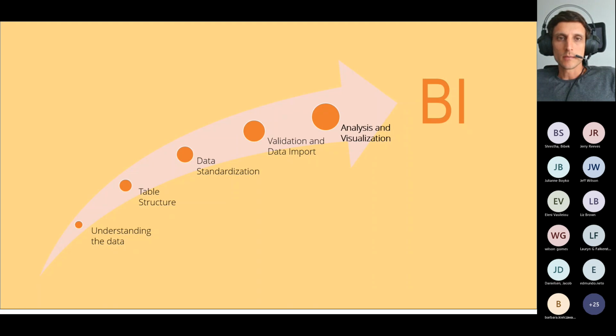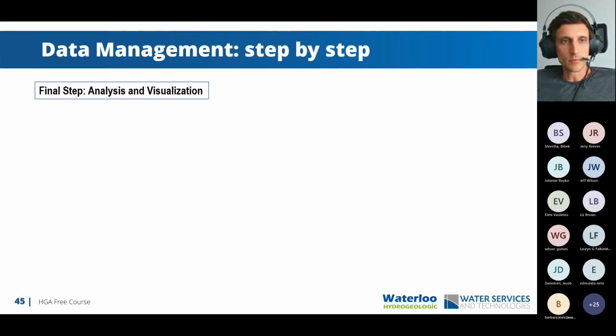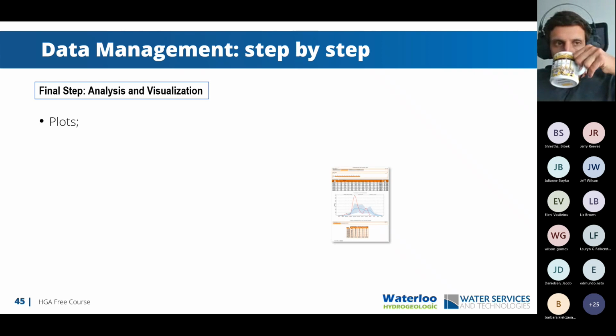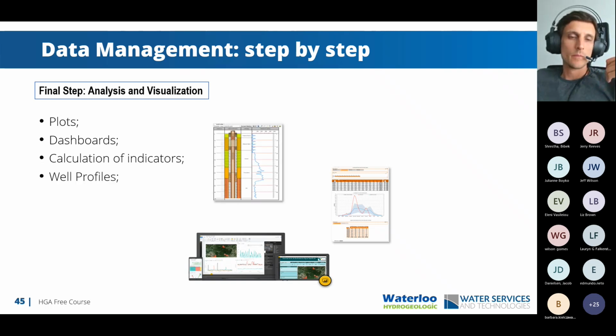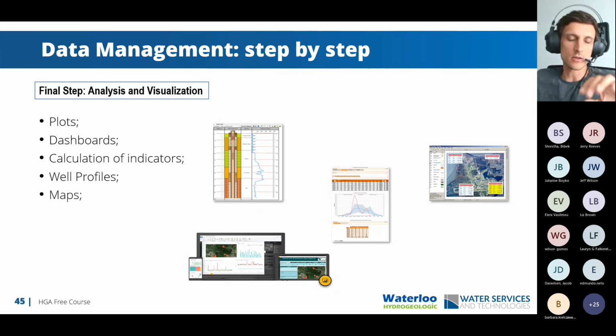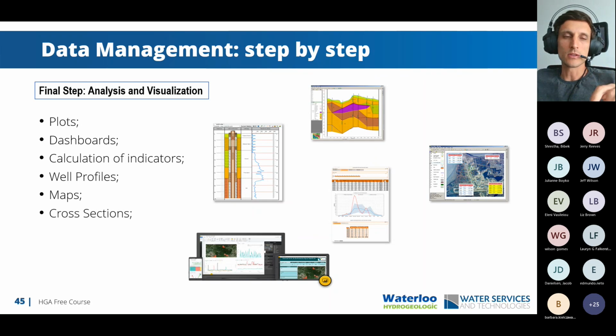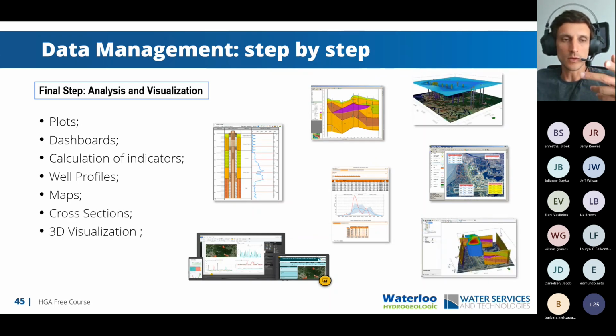And once we have all the data in the database, we can start analyzing. It's our last step here, to do the analysis and visualization of our data. Finally, we arrive at the business intelligence of our information. So this visualization we can see in plots, in dashboards, or some indicators that we can calculate. We can see the well profiles of the wells that we have in our database. We can see the information in some maps. We can have cross sections of the area that we are studying. We can have 3D visualization and so on.